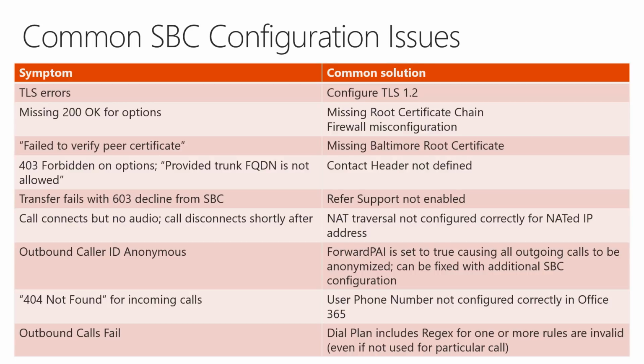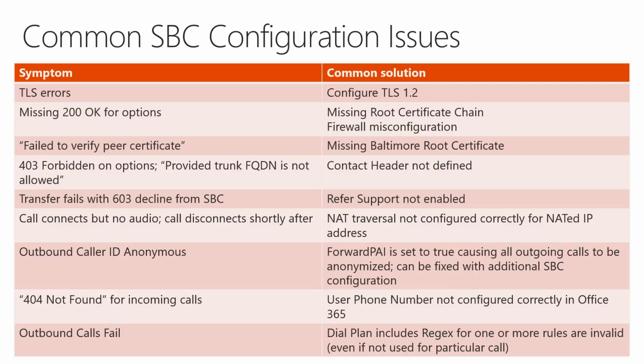Outbound caller ID anonymous. An example here would be a Teams caller calls the user on their cell phone. On the cell phone, they don't see a caller ID, it just says anonymous. This could indicate that you set the forward PAI to true, and now the SBC, before it sends the call to the next PSTN hop, strips all of the information around caller ID. This can be fixed with a few additional configuration steps on the SBC, and you might want to check the SBC configuration guide to figure out how you can do that.